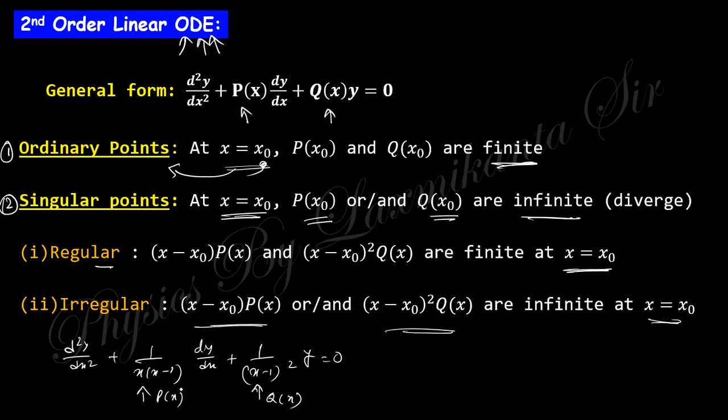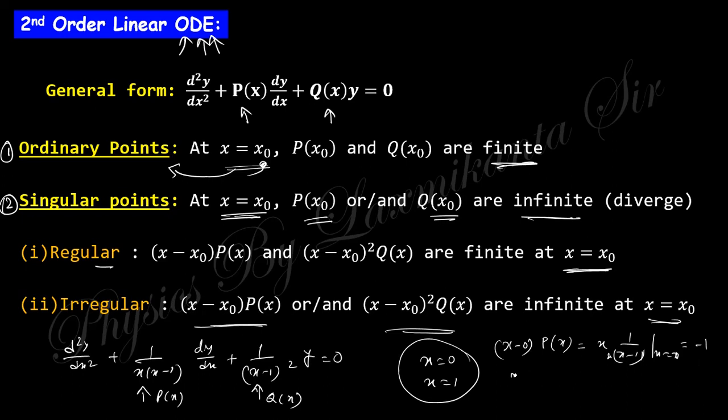So p of x will be infinite when the denominator is 0, that is x equals 0 and x equals 1. These two are our singular points. Now is this singular point regular or irregular? For that you need to multiply x minus 0 into p of x. So this is x into 1 by x(x minus 1) at x equals 0. So this will cancel out. This is nothing but minus 1.